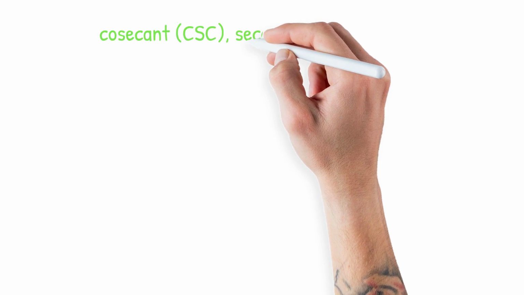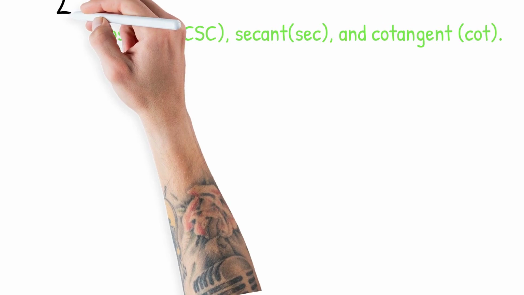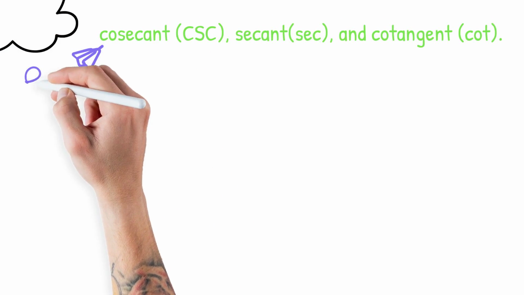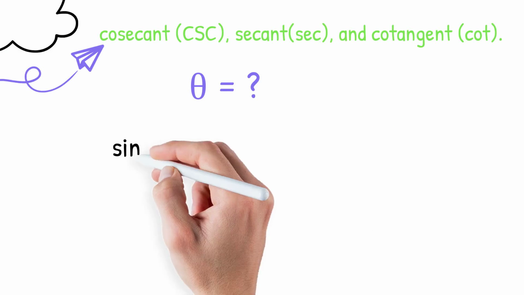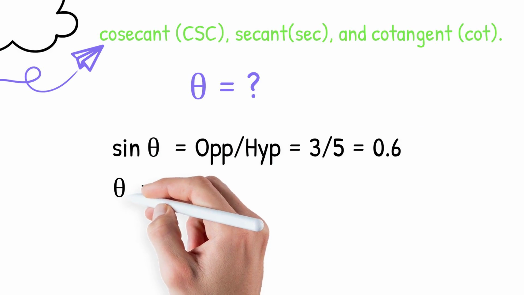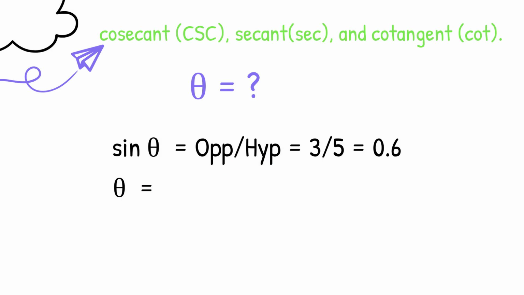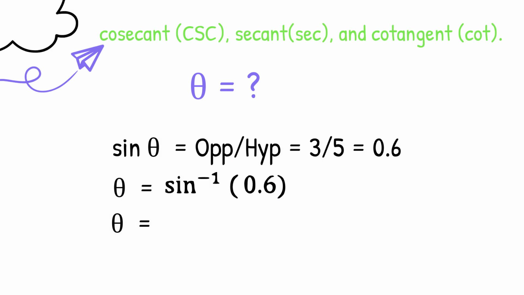In the same way, you can find the reciprocal ratios, cosecant, secant, and cotangent, using the formulas we discussed earlier. Now, how do we find the angle theta? Let's use the sine value we found earlier, which was 0.6. Move sine to the other side of the equation and use a calculator to find the angle. The result is theta equals 36.87 degrees.